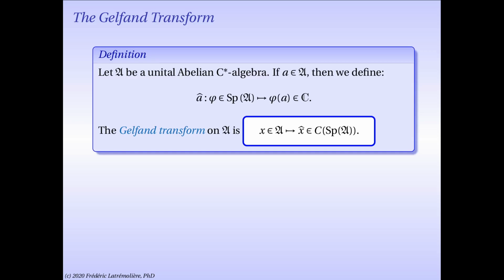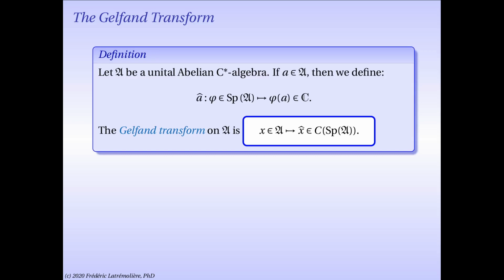It's defined like this. If you take an element A in your unital Abelian C-star algebra, then you define A hat, or the Gelfand transform of A, as a map over the spectrum of A, that to any character phi in the spectrum of A maps the value phi of A. Okay? Phi is a linear functional, among other things, from A to the complex numbers. So here we have indeed a function that to any character gives me a number.